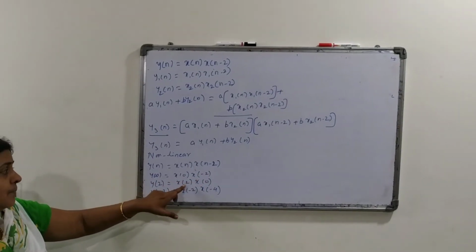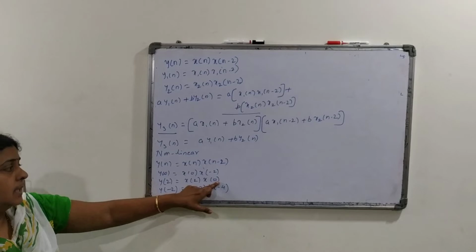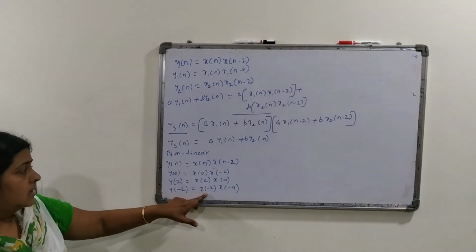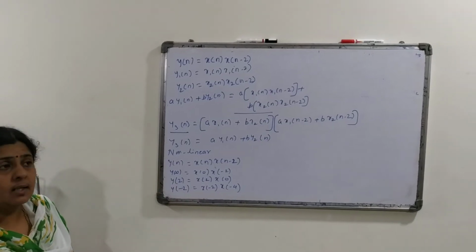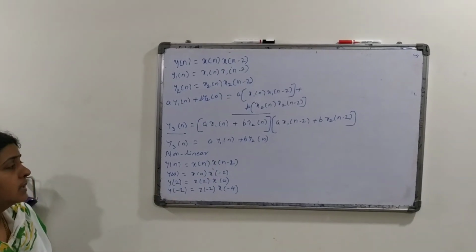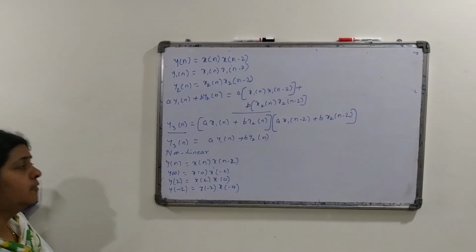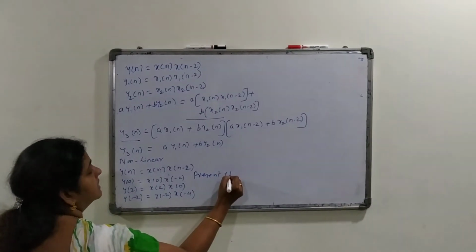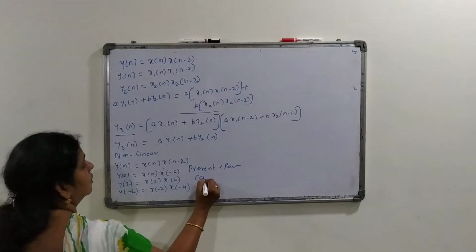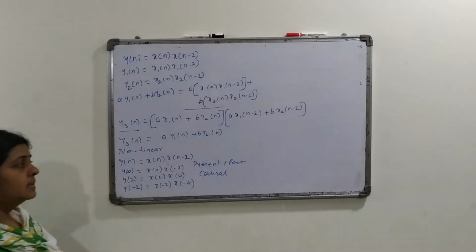Now what is happening in every situation? This is present, and this is past. For any value of n you take, it is a combination of present and past. So the system is causal.